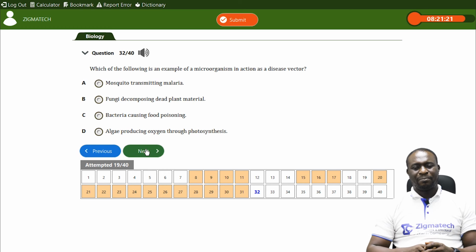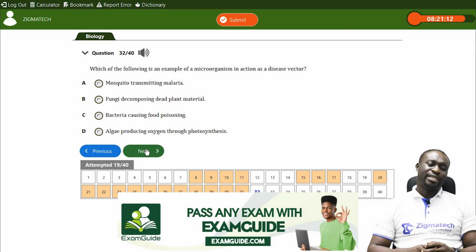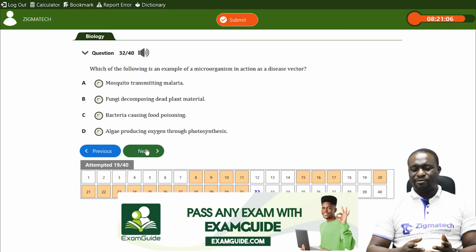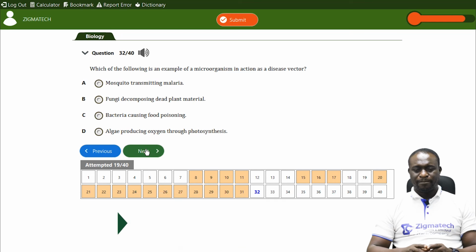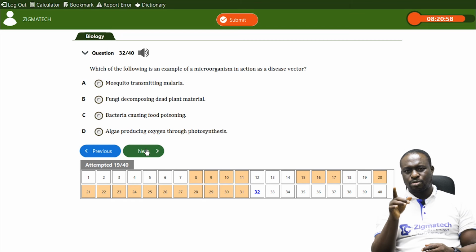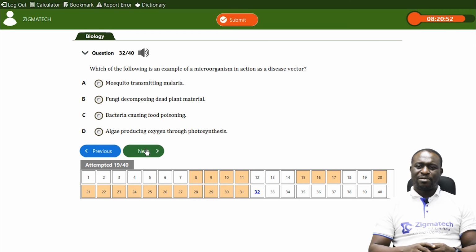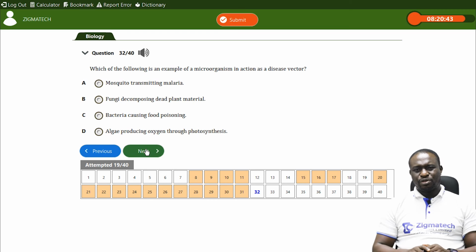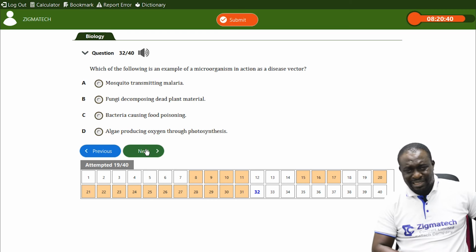There are actually two main types: the living carriers and the non-living carriers. The living carriers are referred to as vectors, while the non-living carriers are non-living things like air, food, water, and so on. These are the non-living carriers of microorganisms. But the options we have there are referring to living carriers, which are vectors. Look at option A: mosquito transmitting malaria. B says fungi decomposing dead plant materials. Decomposition has nothing to do with diseases.